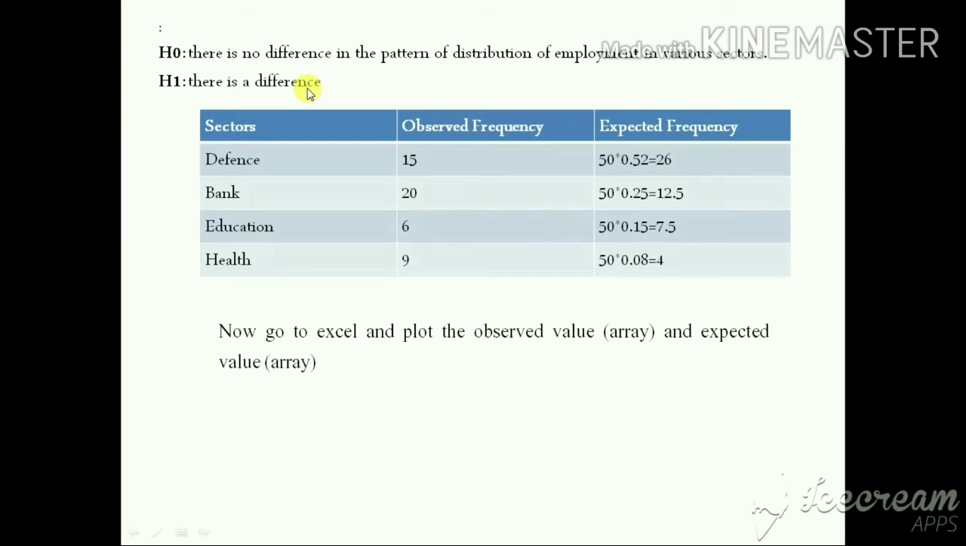Now our first task is to prepare this table. So these are the different sectors where employment took place, and this is the observed frequency, and we have to calculate the expected frequency. This is the total sample size. 50 is the total sample size into relative frequency. In this way we can calculate the expected frequency. Now go to Excel and plot the observed value and expected value or array.